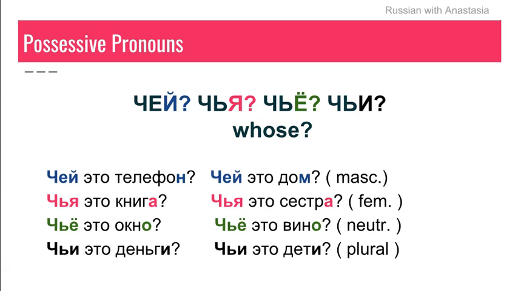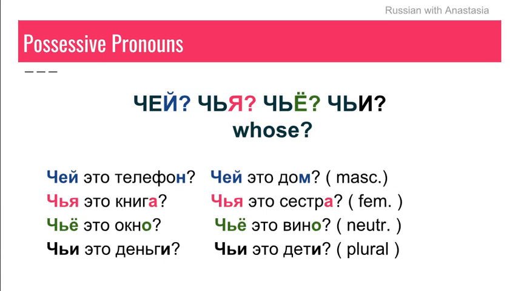Let's look at some examples. The first one. Чей это телефон? Whose phone is this? Телефон is a masculine noun, that's why we used чей. Чей это дом? Whose house is this? Again, masculine noun, чей question word.